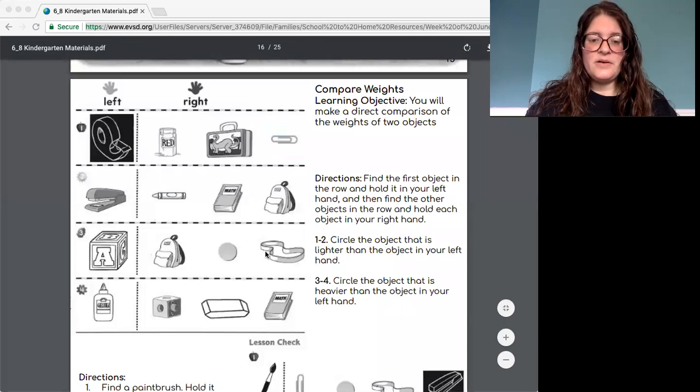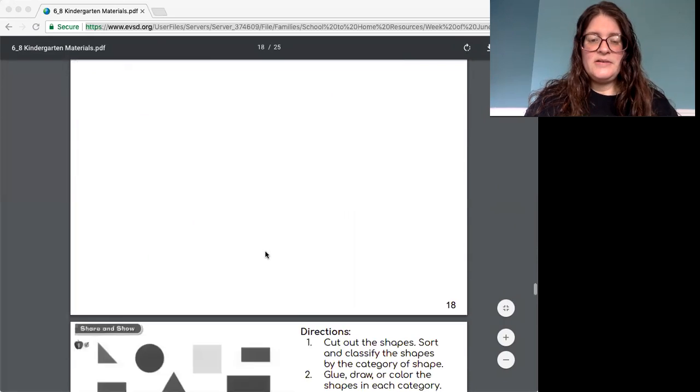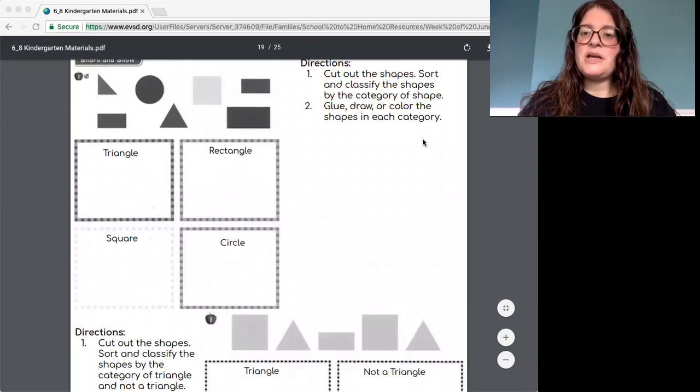And we're going to keep going down. And that is about it for your packet. There's going to be some other things to do for cutting out shapes and sorting them.